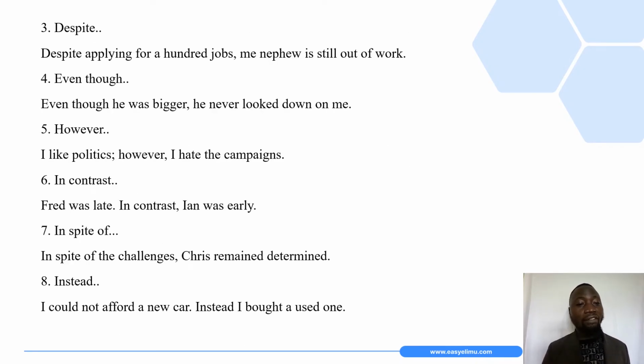Another one is despite. The example in a sentence is: Despite applying for 100 jobs, my nephew is still out of work. The nephew has been applying for jobs each and every time, but still he is out of work. So that shows the use of despite.